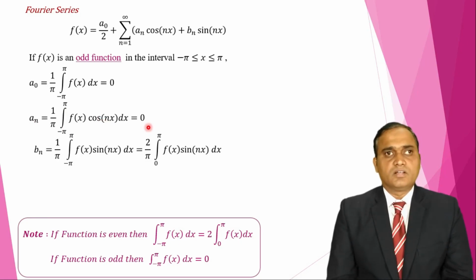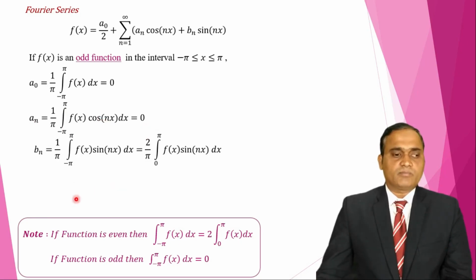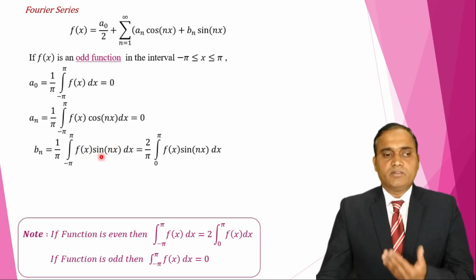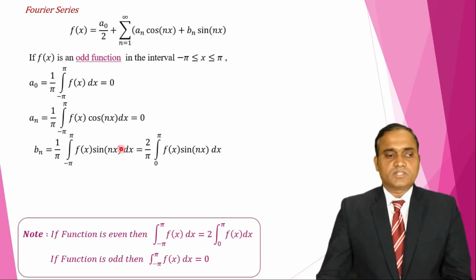Next bn. Bn value is 1 upon pi integration minus pi to pi f of x into sin nx dx. We know that f of x is an odd function. This is the given thing. We have to find the Fourier series in the interval minus pi to pi. So f of x is an odd function and sin nx is an odd function. So odd into odd becomes an even function. So the total function f of x into sin nx is an even function now. So I use this first note, integration minus pi to pi f of x dx.